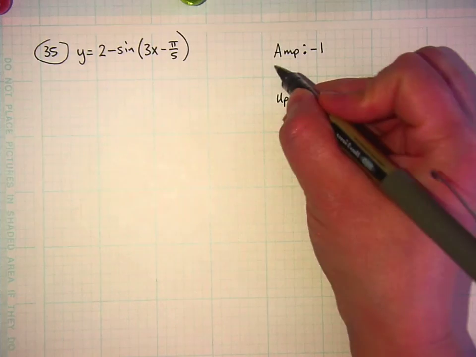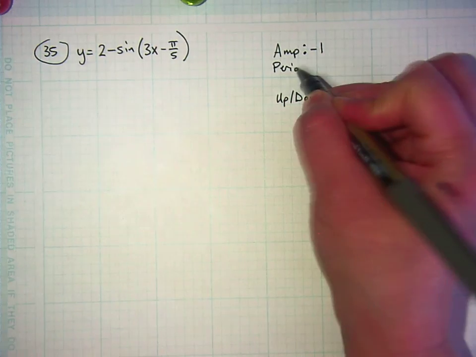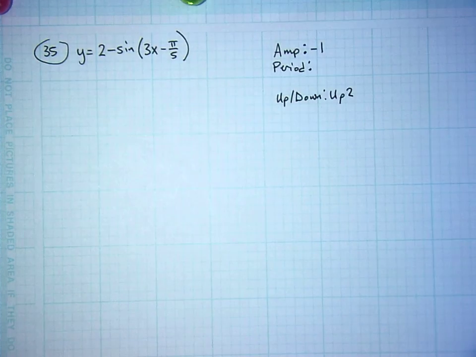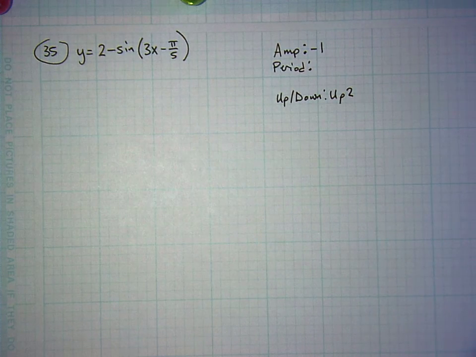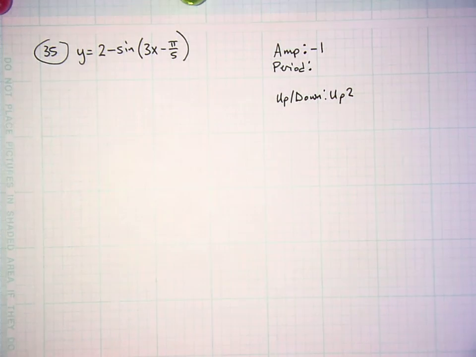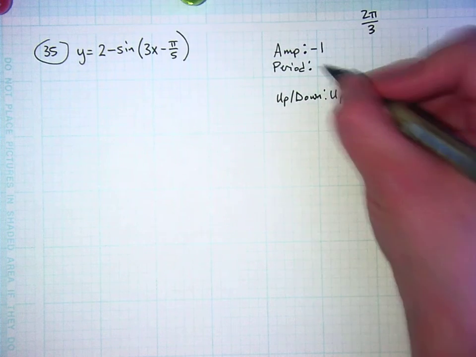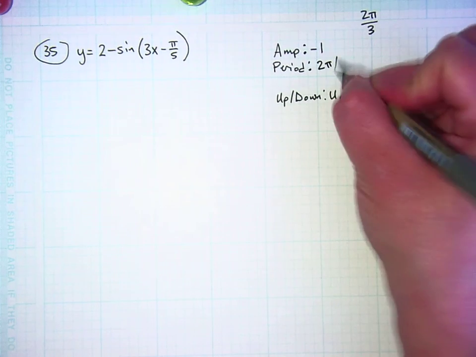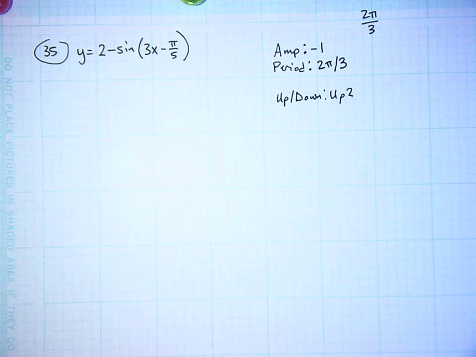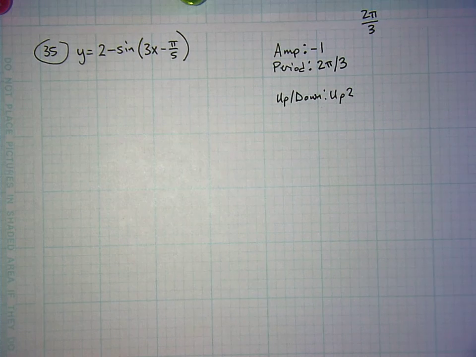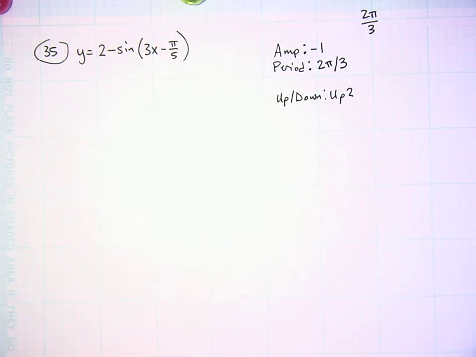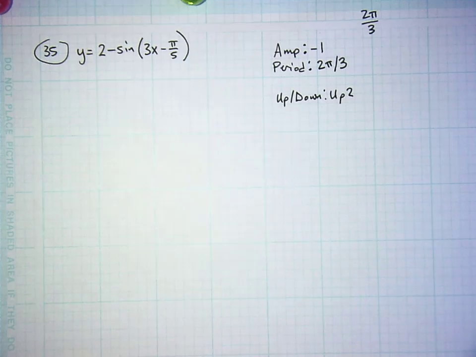How about the period? Period's 3. No, it's not that one either. No, we got 2 pi divided by 3, right? Yeah, that one. Gross. Has to go a distance of 2 pi over 3. That's going to be tough. We'll get it. I think I picked the hardest one to do with you guys, so that's good, right?